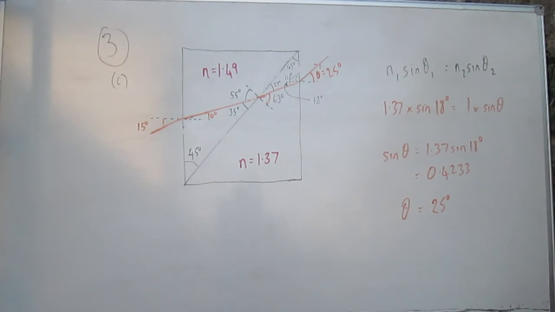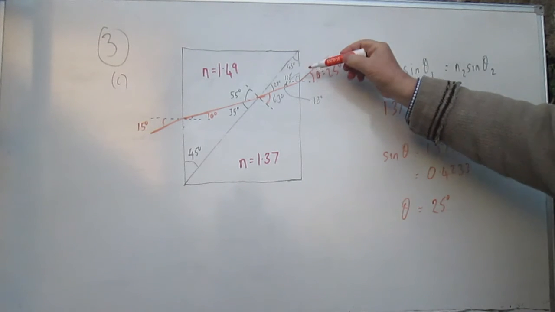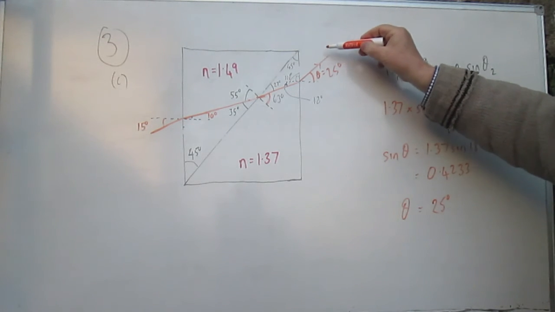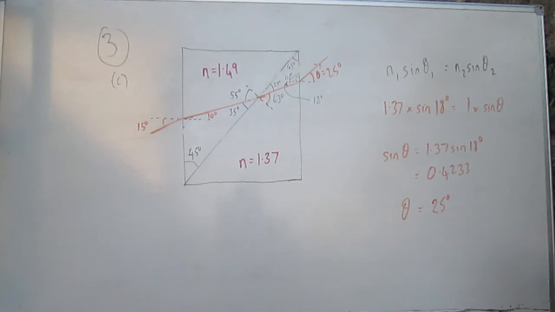So you could calculate that and draw it accurately, but it didn't require you to do that there. The main thing was to make sure that you had it bending away from the normal, because it was moving into a region of lower refractive index.